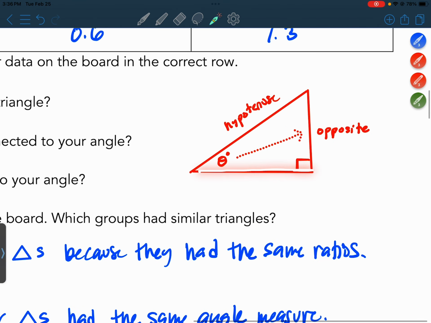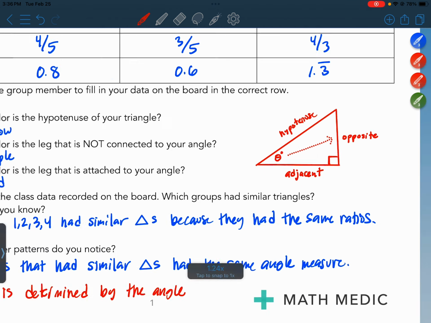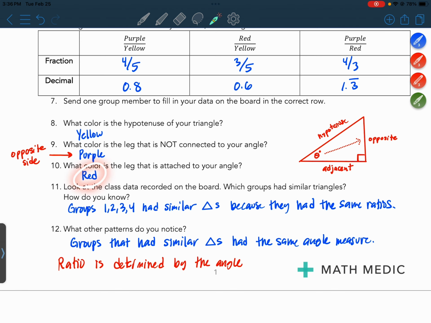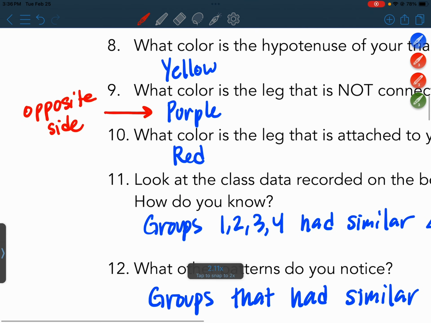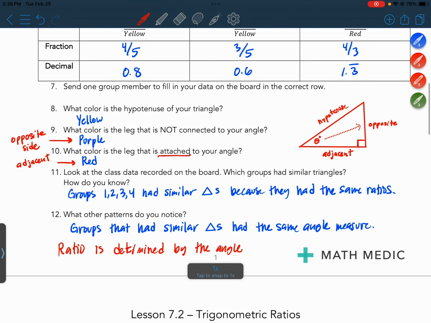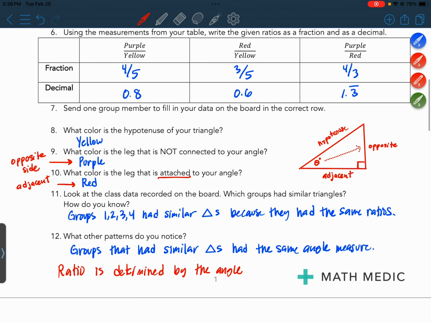And then the leg that was attached or connected to the angle, that's going to be called the adjacent side. Now we were referring to it as the red side, but from now on we'll call it the adjacent side. So the adjacent side is attached to the angle, the opposite side is across from the angle. So we know that each side of the triangle has a special name.